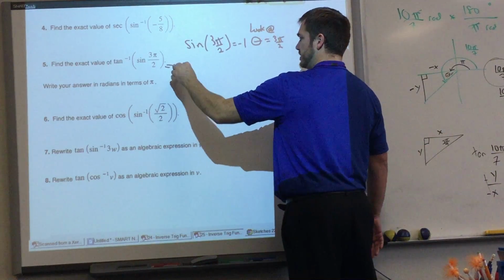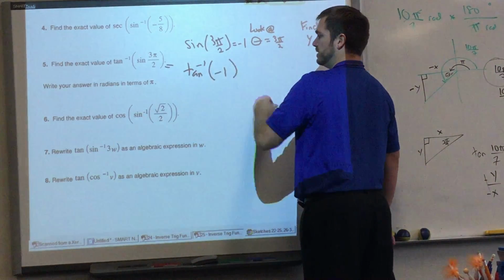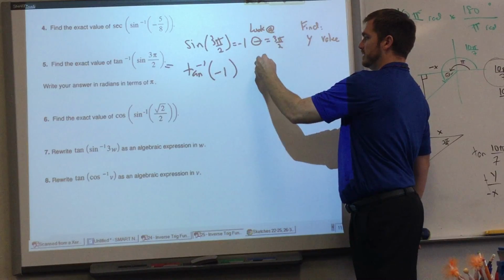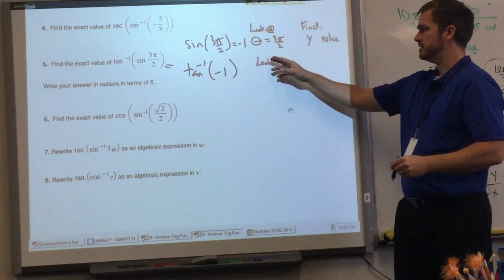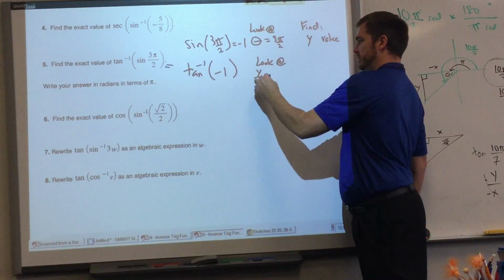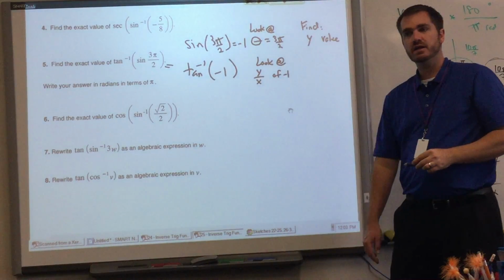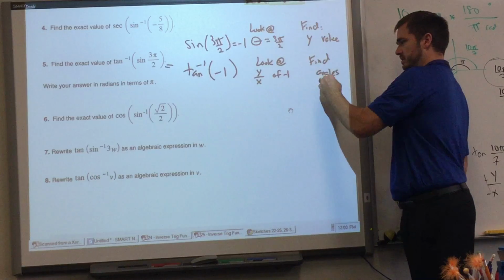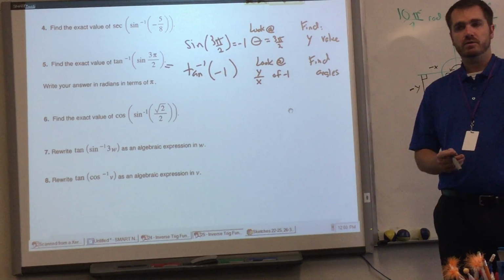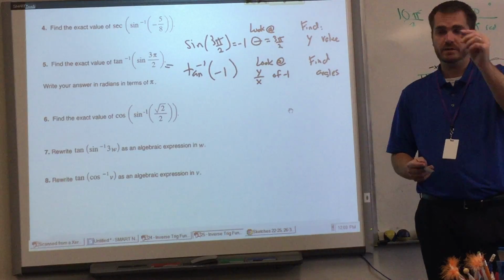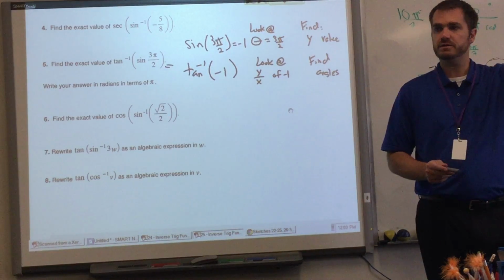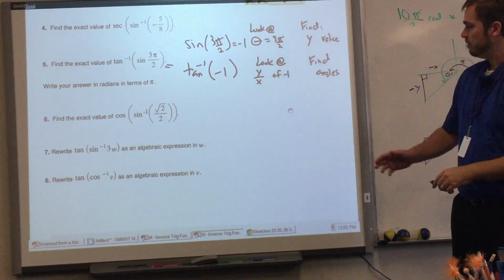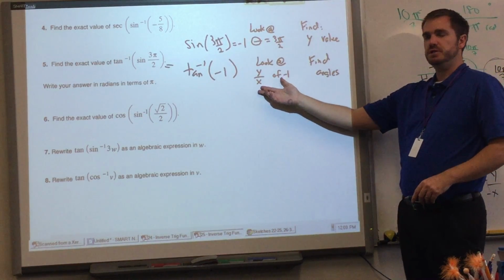So that means I can write this here. What is the inverse tangent of -1? Now, to solve this, I'm looking at y over x values of -1, and I need to find the angles. Now, the tangent is really hard to do unless you wrote them around on your unit circle. Did anybody write the tangent values? Tangent ratios? Hannah did. Anybody else write them? What are the angles where you find -1 ratio of y over x?